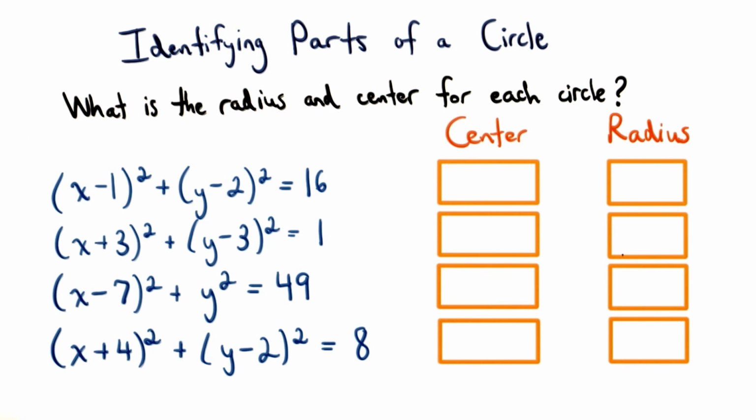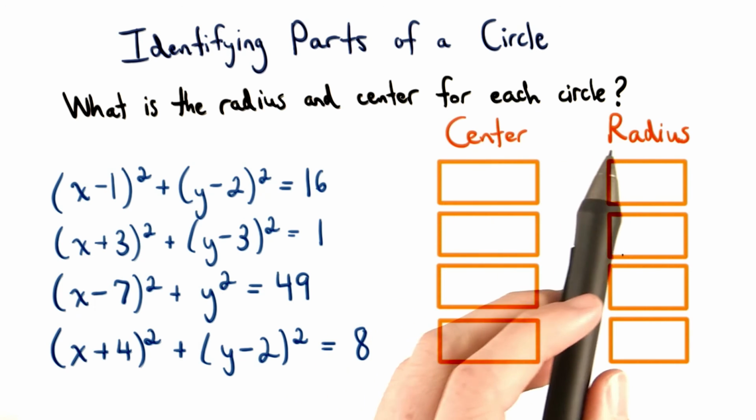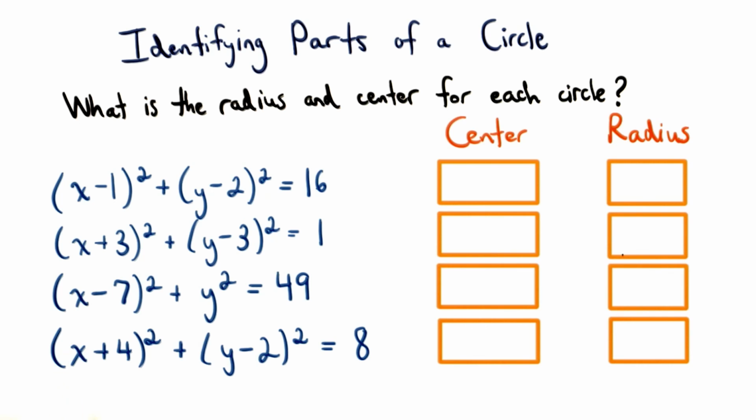Now that you've seen the general equation for any circle, I want you to try and figure out what are the centers and radius for each of these circles. Work carefully, and don't forget to pay attention to the minus and addition signs. Good luck.